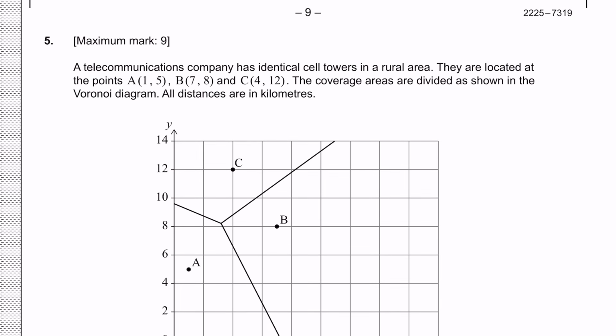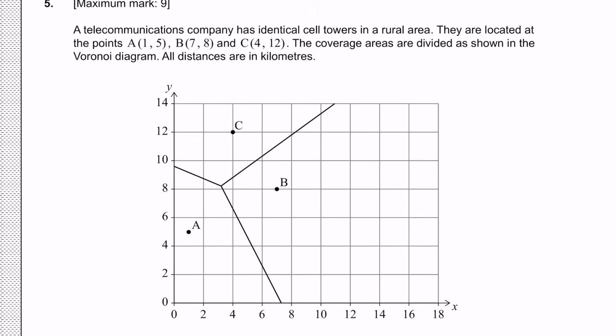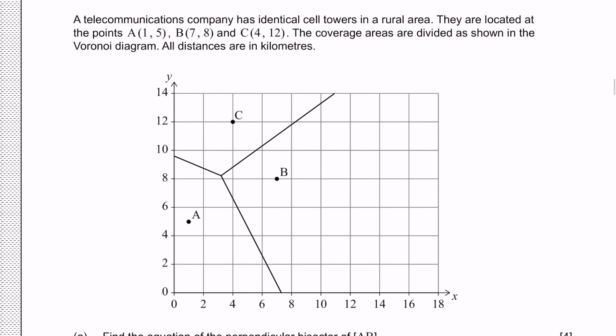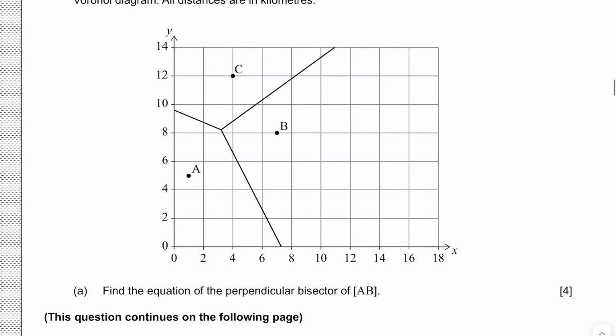Part 5 is a 9-mark question. A telecommunications company has identical cell towers in a rural area. They are located at the points A(1, 5), B(7, 8), and C(4, 12). The coverage areas are divided as shown in the Voronoi diagram. All distances are in kilometers. So here they give us the points A, B, and C. Find the equation of the perpendicular bisector of AB.